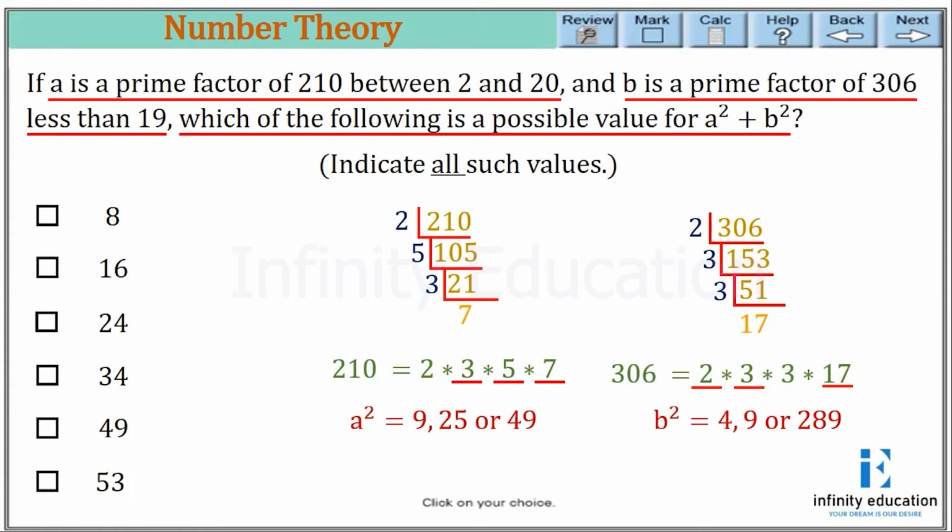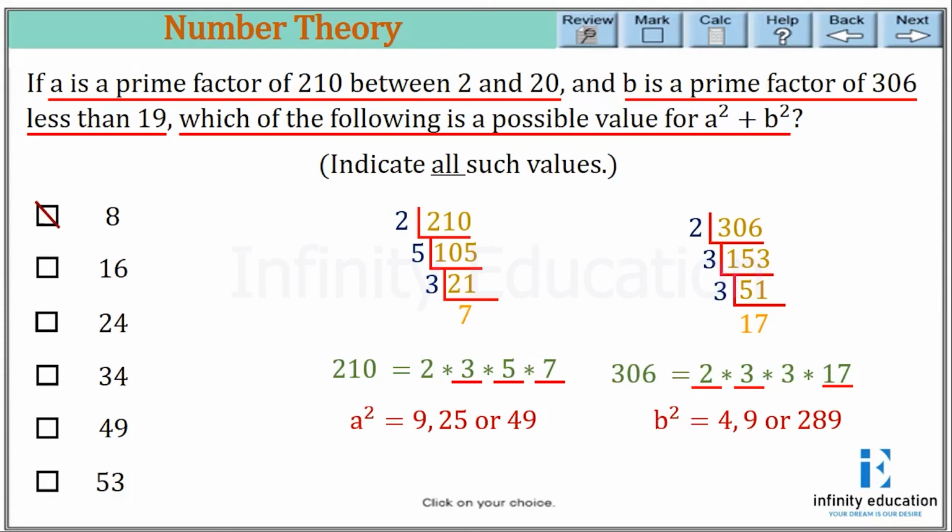And when I'm considering B as 17, B square is 289. Now, if I'm having the value for A square plus B square, like this set of data, I have to check which of the following can be possible, because this indicates all such values, right? So I can eliminate option A because it is giving 8, and I can see the minimum values for A square and B square are 9 and 4. So the sum of the minimum values for A square plus B square should be 13.